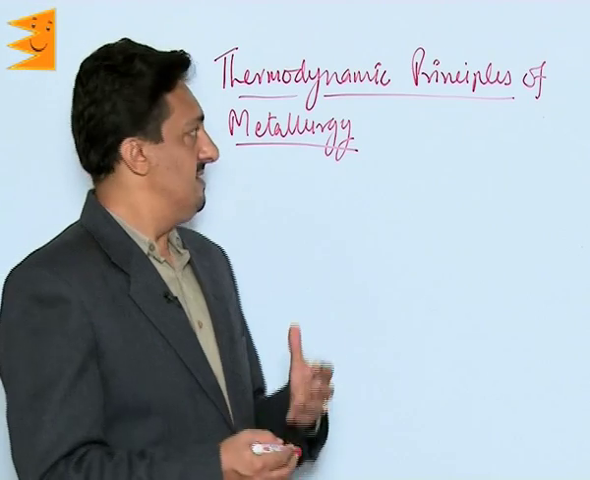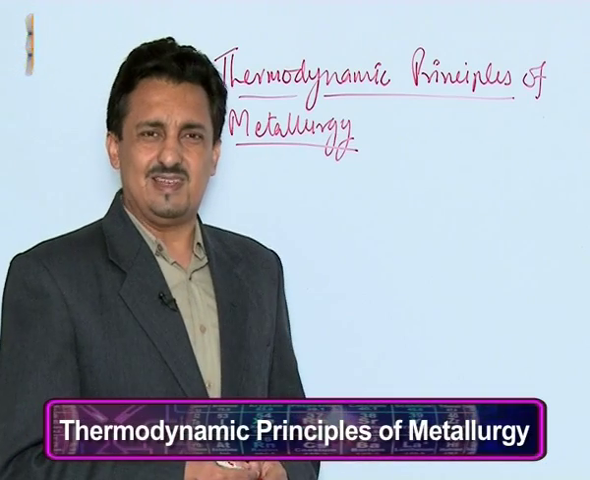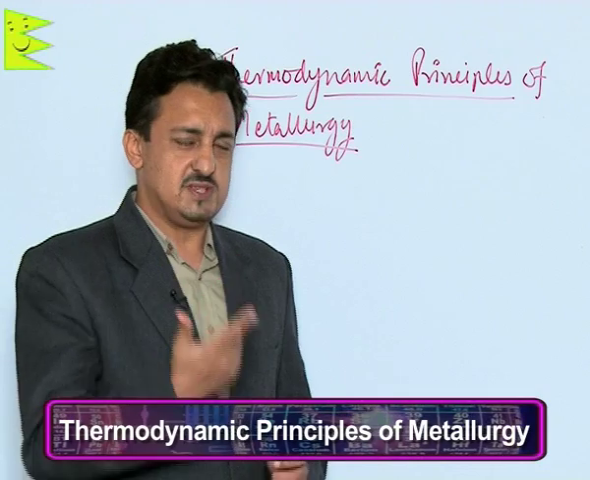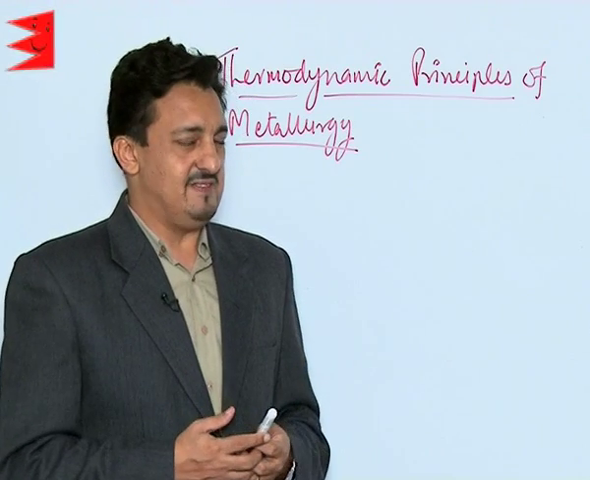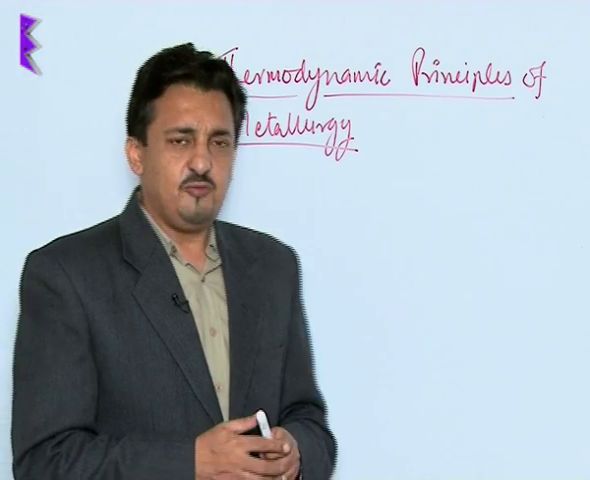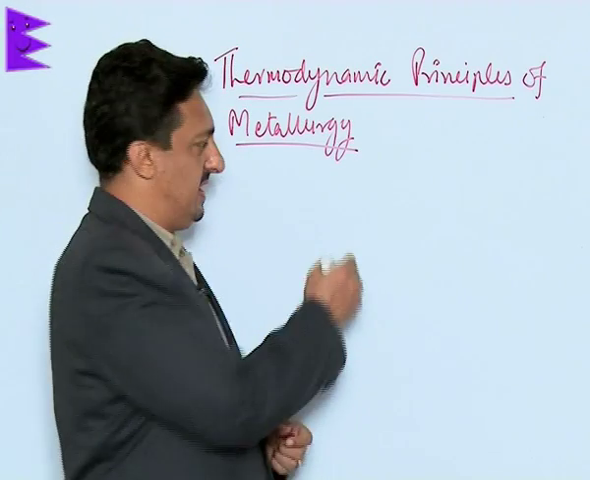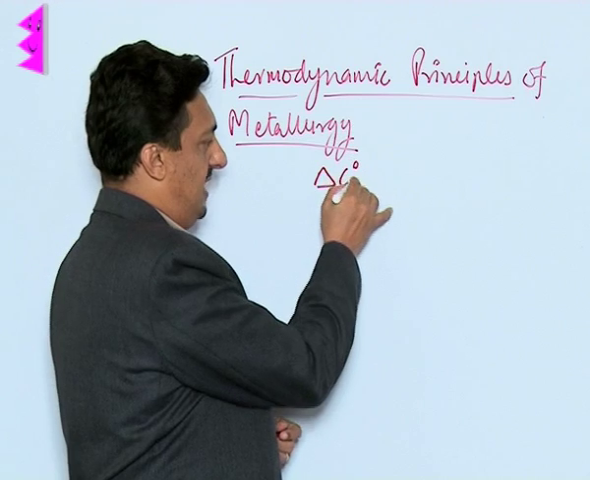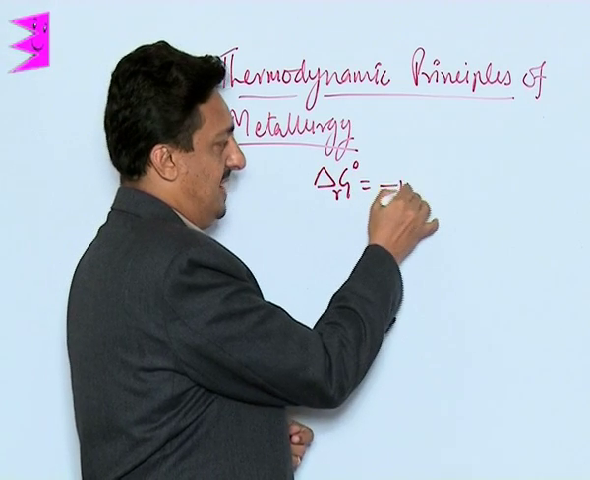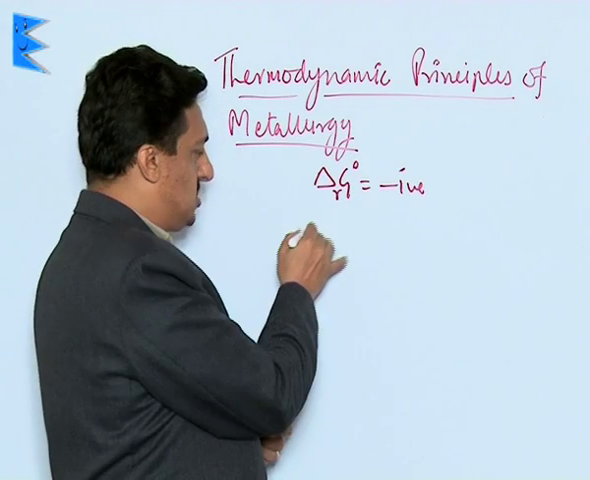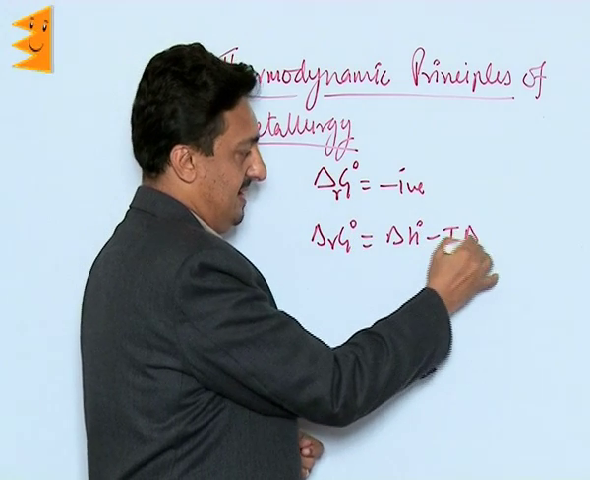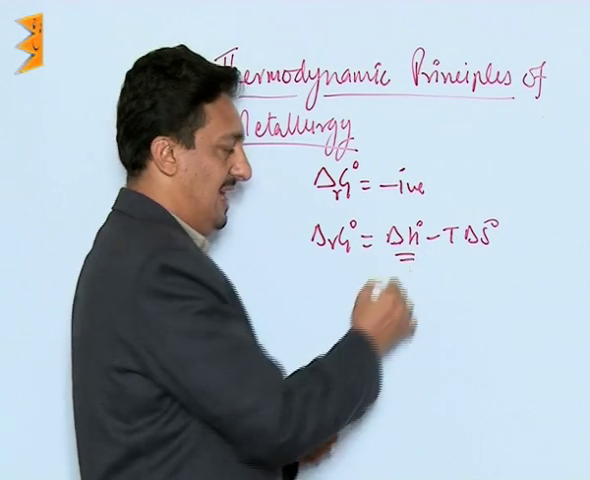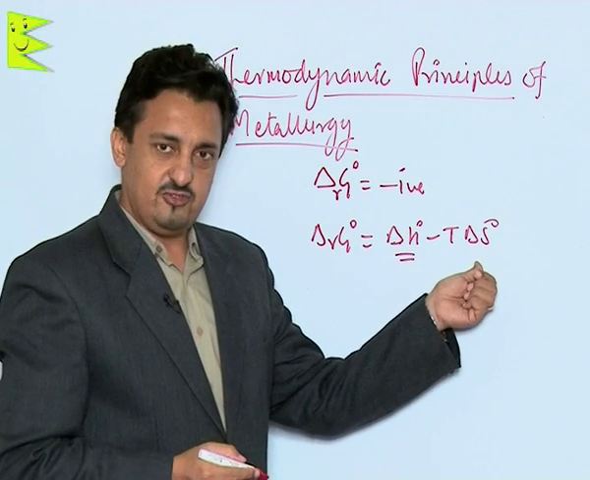Now let us understand the thermodynamic principles of metallurgy. We need to know what is basically the thermodynamic principle behind these metallurgical processes. We know for any reaction to be feasible or spontaneous, the delta G of the reaction must be negative. And we also know that delta G of the reaction is equal to delta H minus T delta S, where delta H is the enthalpy change and delta S is the entropy change.